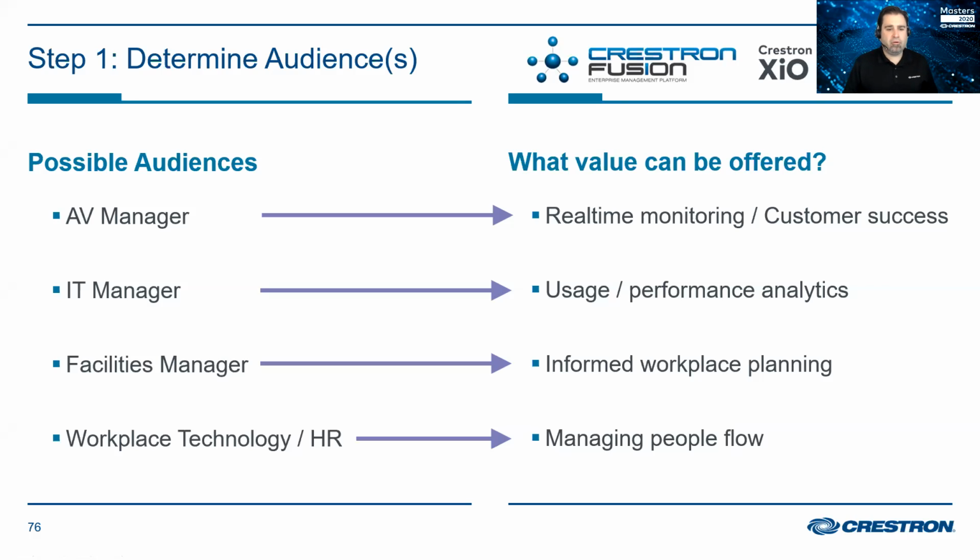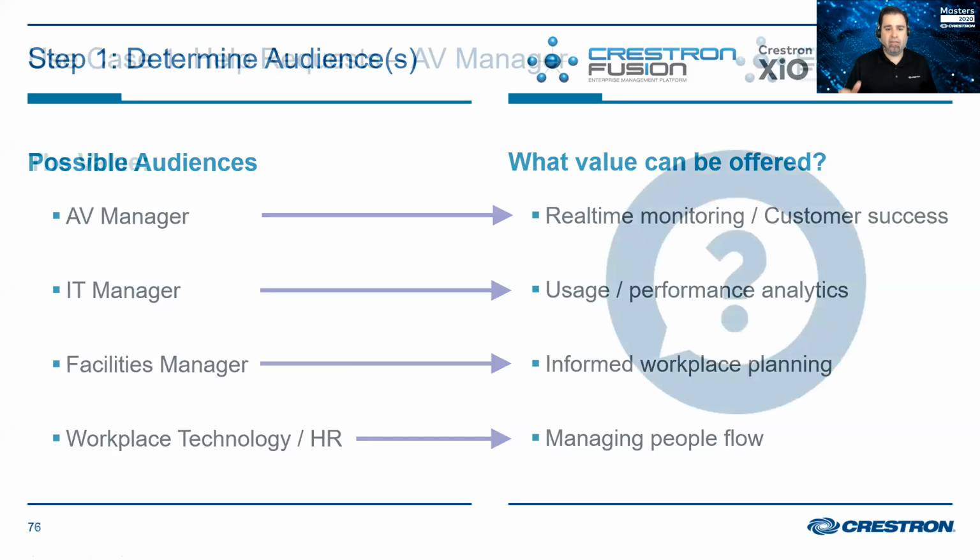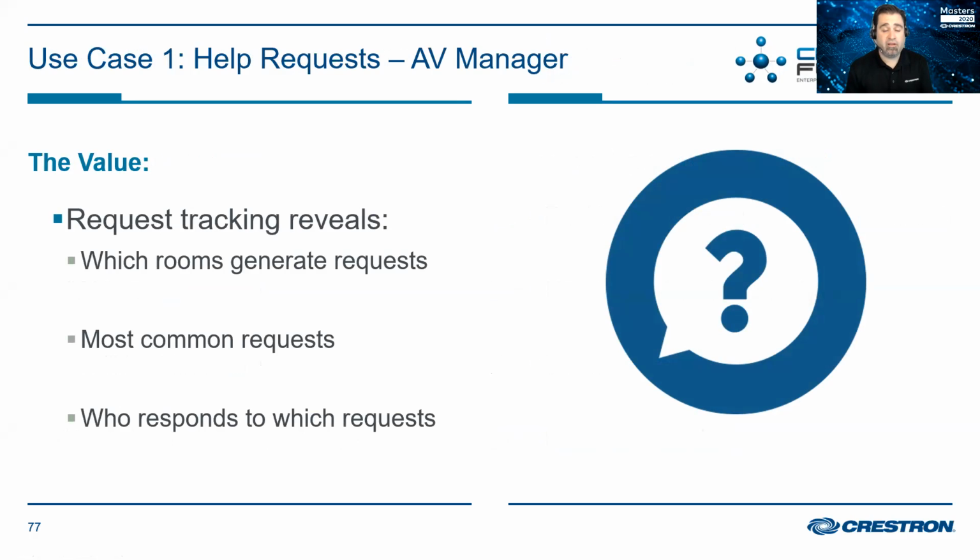All right, so let's walk through a couple of use cases here. These are really pulled directly from the specifier guide that we have been referencing over and over again, just to give you some ideas of how this stuff could be used. So audience AV manager, and the report is help requests and tracking help requests, and what tracking those requests could possibly reveal. Which rooms generate requests? What are the most common requests?